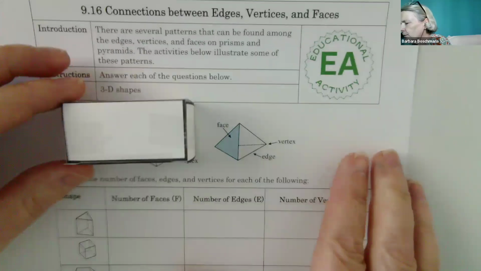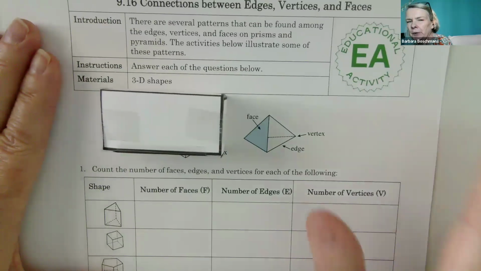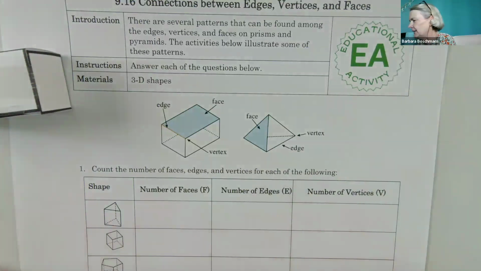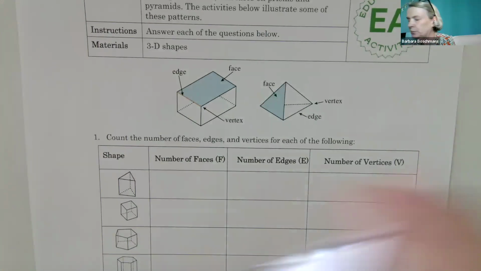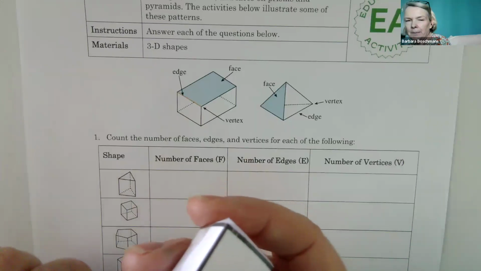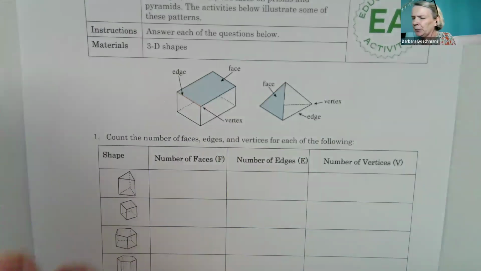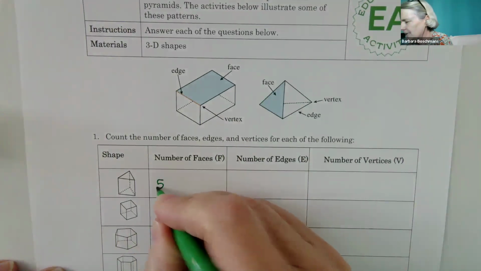So for each of your 3D shapes that you created, you want to go ahead and count how many faces, edges, and vertices. So if I do the triangular prism, I'm going to count a top and a bottom base. Those are two faces and three around. So this would have 5 faces.